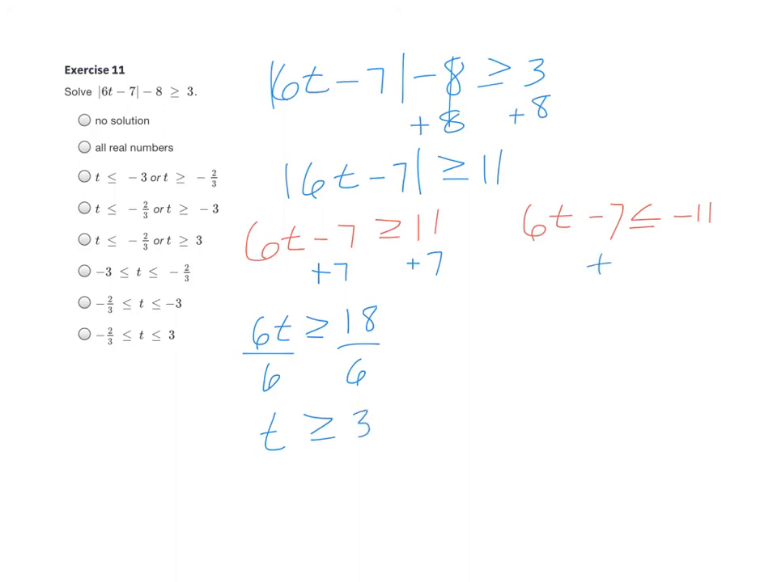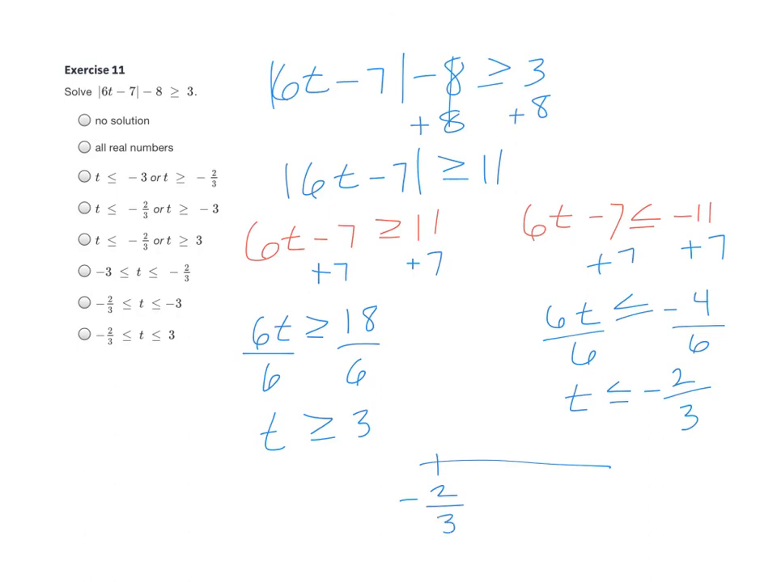Over here, I'm going to add 7 to both sides. It's going to give me 6t is less than or equal to negative 11 plus 7. Looks like that's negative 4. Now I'm going to divide both sides by 6. T is less than or equal to negative 2/3 when simplified. I'm going to graph it. I got negative 2/3, a closed circle running to the left, and positive 3, a closed circle running to the right. So this is an or, so we're looking for this.